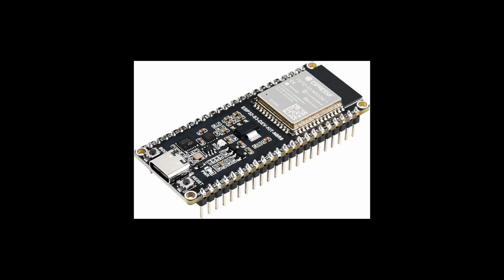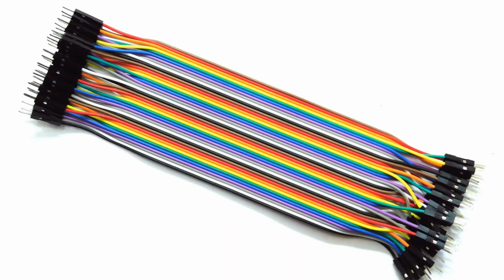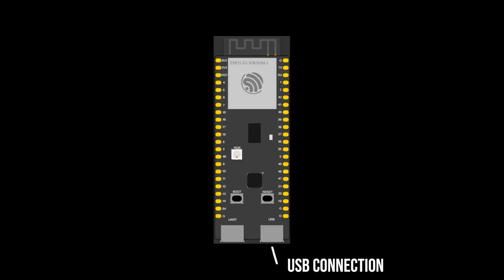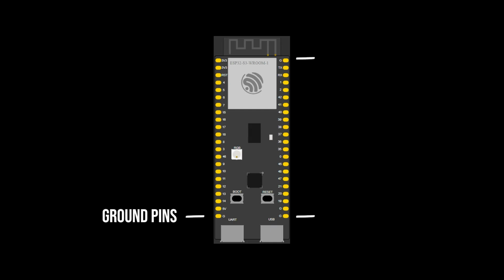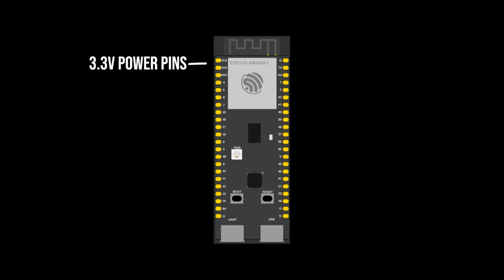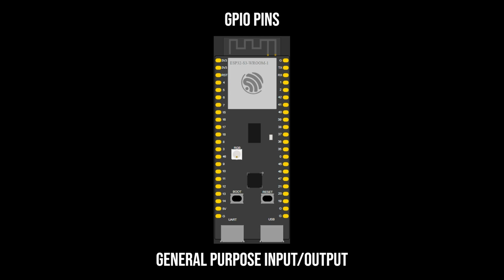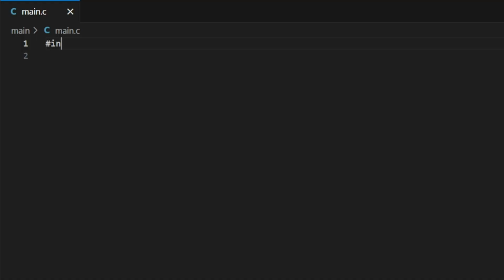Let's start first with an ESP32, breadboard, jumper wires, resistors, and LEDs. Taking a look at the board, we have a USB connection, multiple ground pins, a 5-volt power pin, two 3.3-volt power pins, an RGB light, a transmitter, as well as a receiver, a reset or reboot button, and all our GPIO pins. Now time to program.